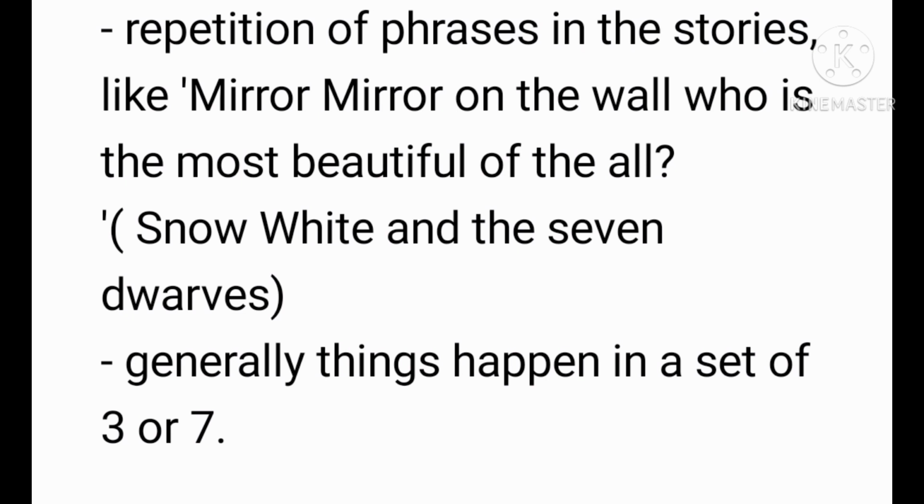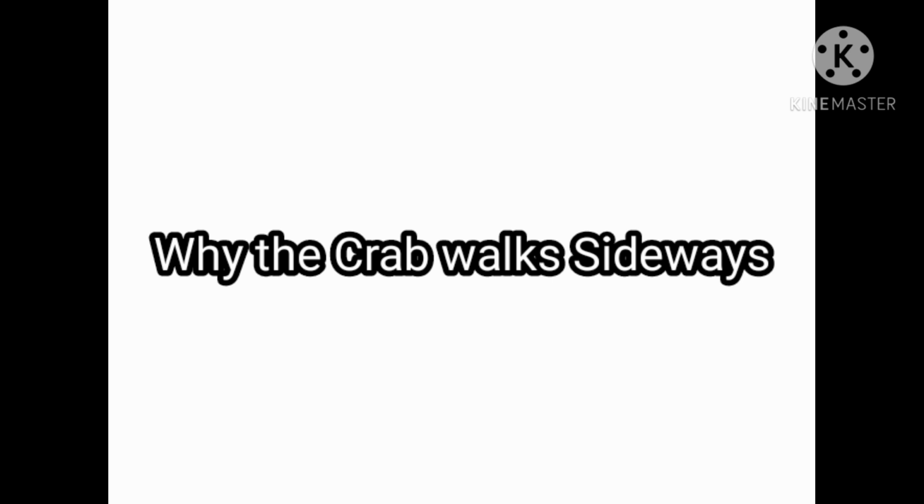Generally, things happen in a set of 3 or 7. Like the evil queen tried to kill Snow White 3 times, finally giving her the poisoned apple the 3rd time. And there were 7 dwarfs of Snow White. Now let's begin our first story.